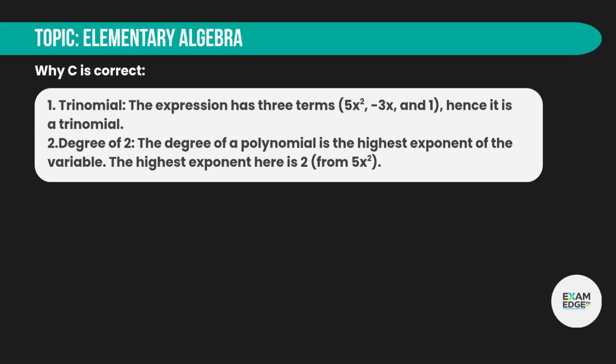Why C is correct? 1. Trinomial. The expression has 3 terms, 5x squared, minus 3x, and 1, hence it is a trinomial. 2. Degree of 2. The degree of a polynomial is the highest exponent of the variable. The highest exponent here is 2, from 5x squared.